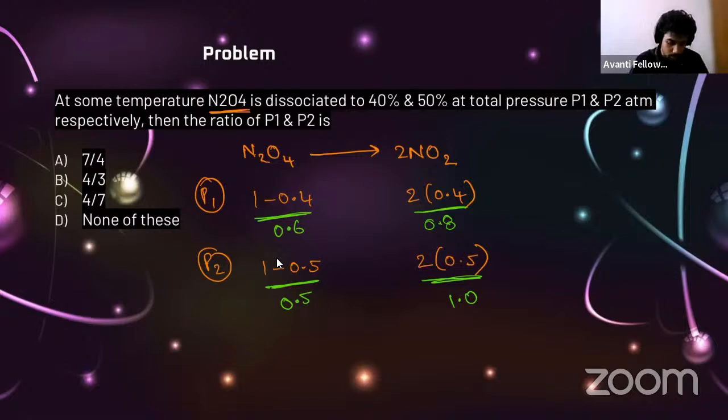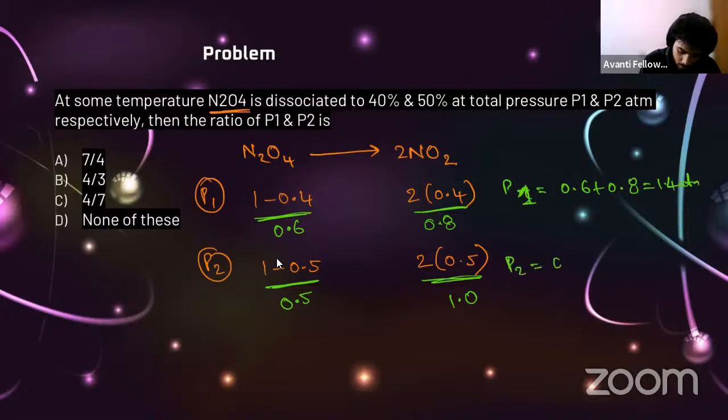Now, if you see this, how to do this problem? Now, the total pressure, that is 0.6 plus 0.8, that is equal to 1.4 atmospheres, for P1 itself. Now here P2 is equal to 0.5 is the pressure of N2O4, and 1 is the pressure of NO2, that is nothing but 1.5 atmospheres. Clear, everyone? These are pressure itself, sorry.